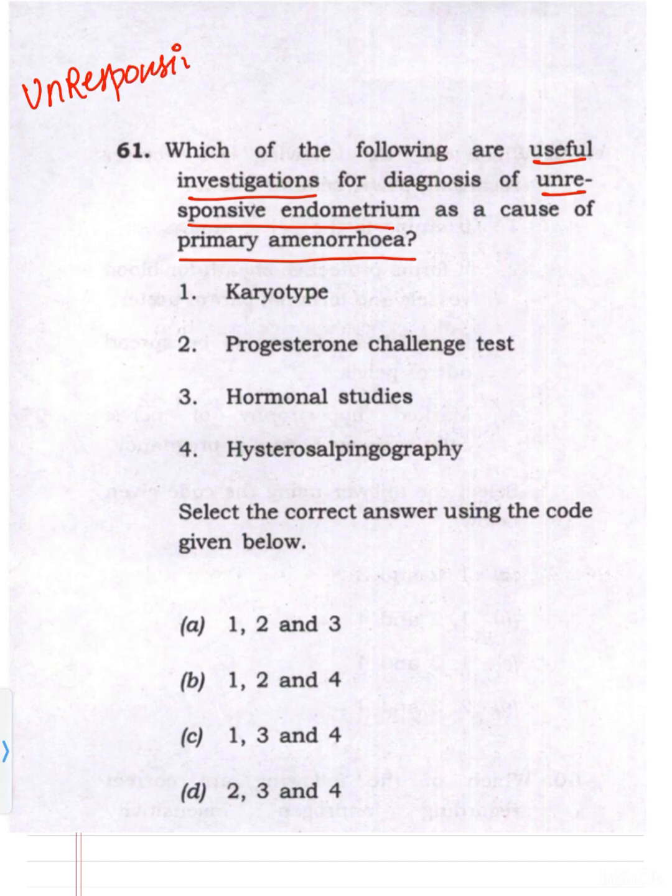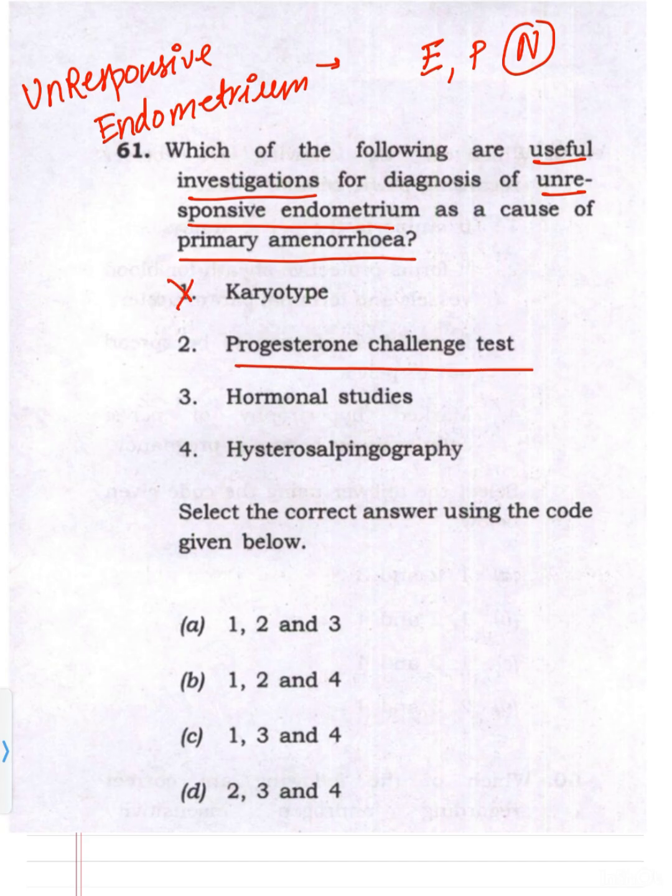So what is unresponsive endometrium? Unresponsive endometrium means that the endometrium is not responding to even normal levels of hormones like estrogen and progesterone. So estrogen and progesterone are normal, but still the endometrium is not responding to them. So how will you diagnose? First is karyotyping. Karyotyping has no role in diagnosing unresponsive endometrium.